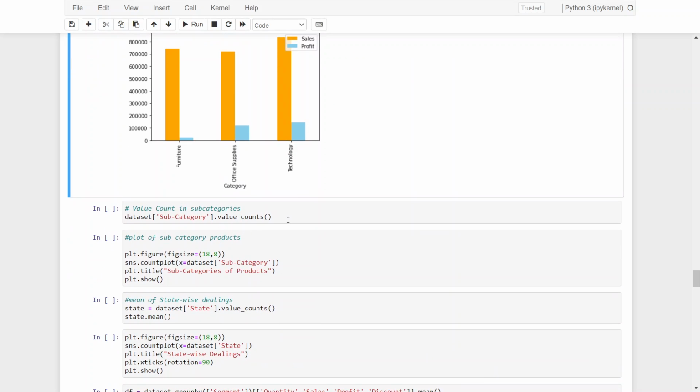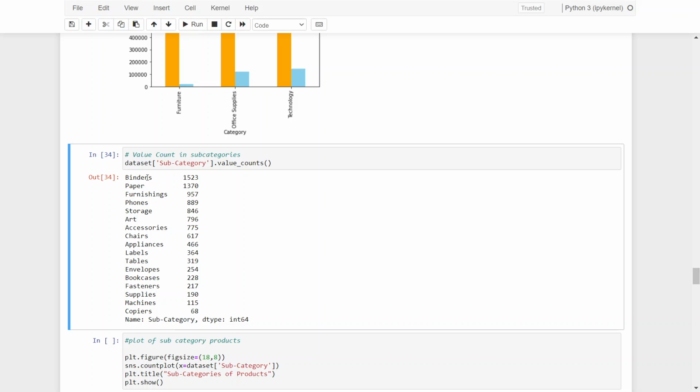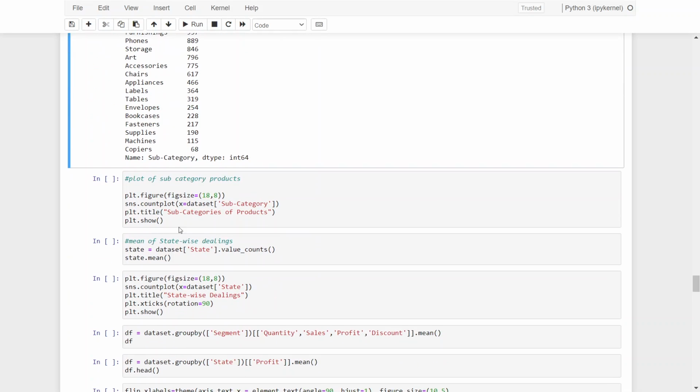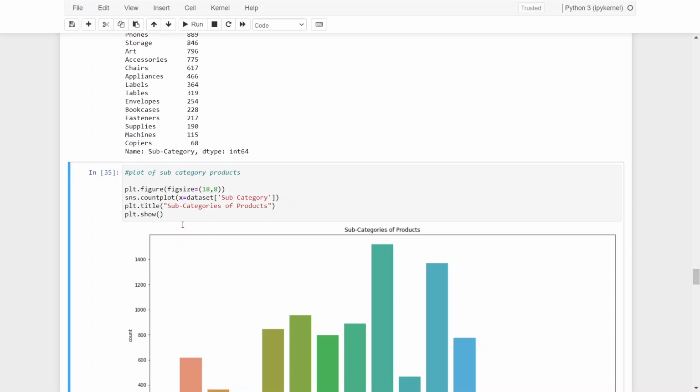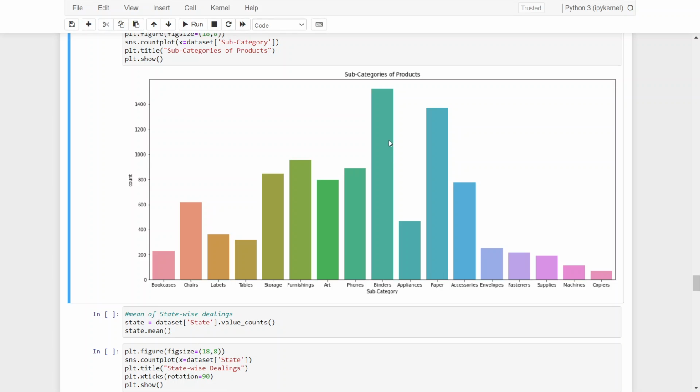After that, I am going to look at the contents of the subcategories. You can see binders, paper, furnishings, and more. Then I am going to plot a line plot for the subcategory products. Yes, this is the line plot. You can infer the highest subcategories. Binders has the highest number of products, followed by paper, followed by furnishings, etc.